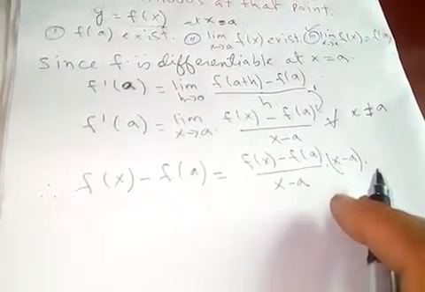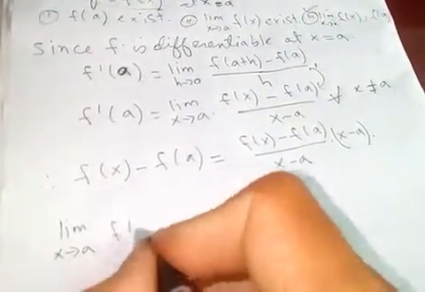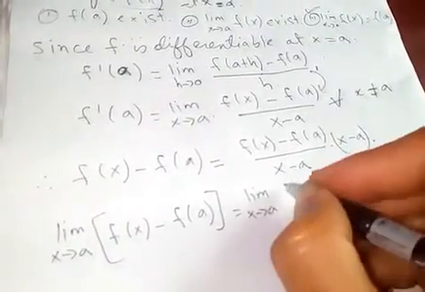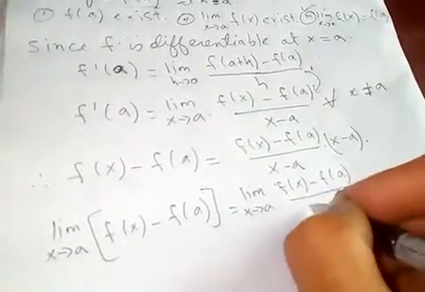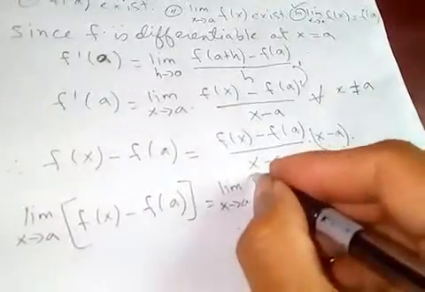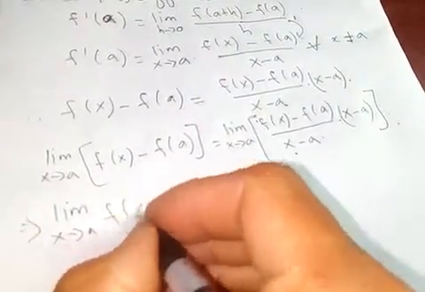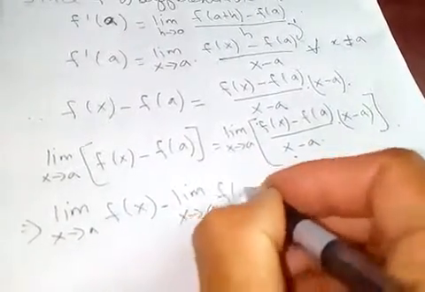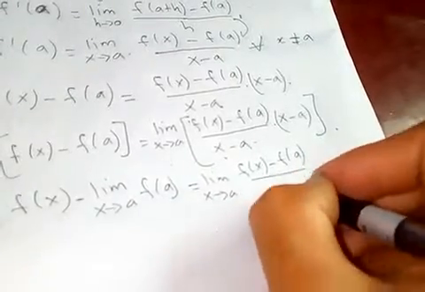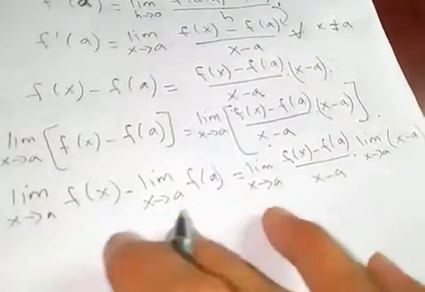From this I'm going to take the limit as x tends to a of f of x minus f of a, which is limit x tends to a of f of x minus f of a over x minus a, into limit x tends to a of x minus a. Applying the properties of limit, limit x tends to a of f of x minus limit x tends to a of f of a is equal to limit x tends to a of f of x minus f of a over x minus a, into limit x tends to a of x minus a. This is the properties of limit.